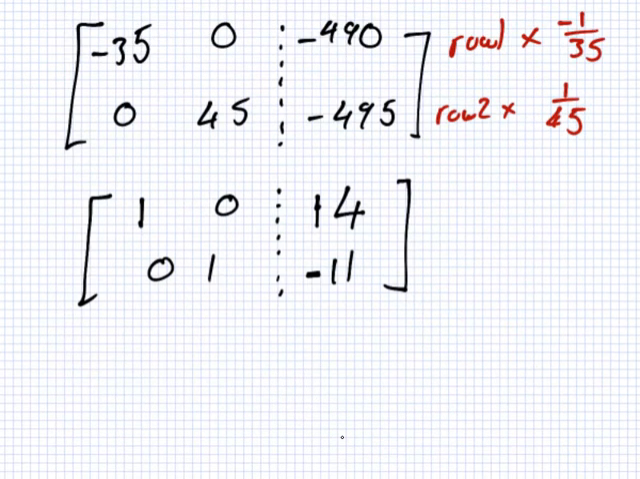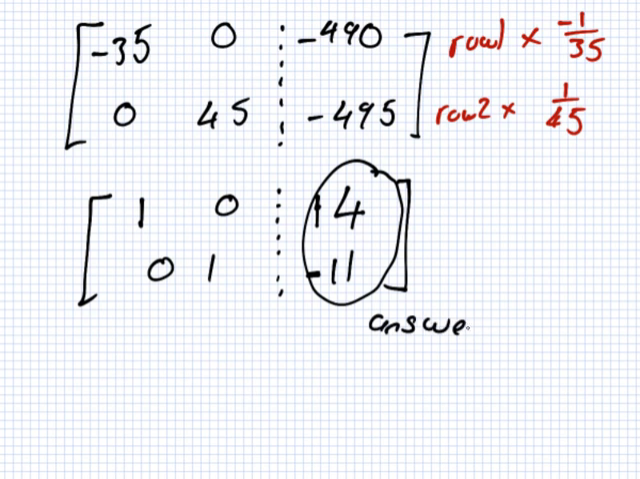Good. So, if you were to rewrite this, if you think about what you've just done, let's change these back into their equation form. So the first one would be 1x plus 0y equals 14. In other words, x equals 14. And this one is y equals minus 11. So basically this here is the answer, if you can get these numbers here, 1, 0, 0, 1.